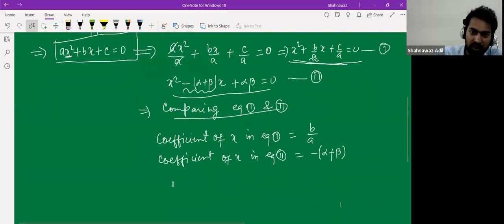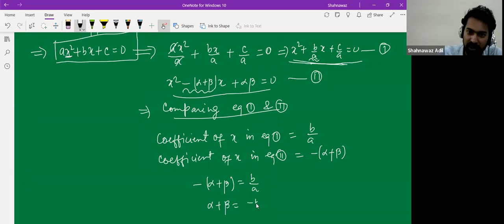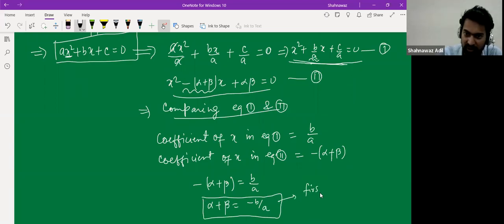So alpha plus beta will be what? Minus b by a. So alpha plus beta will be minus b by a. Understood? Yes, sir. So this is the first relation. Understood up to this point? Any question?